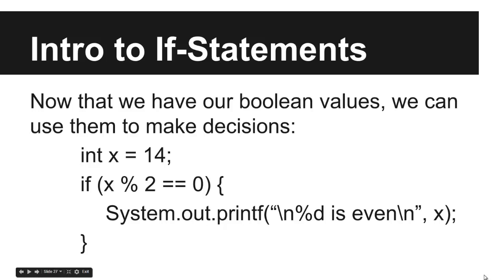Okay, so now that we have our Boolean values, and this is the exciting part, this is where we're getting into the first of our big control structures. We can use our Boolean values to make decisions, which is to say that we can write if statements, and then depending on the results of those evaluations, we have things that might or might not happen.